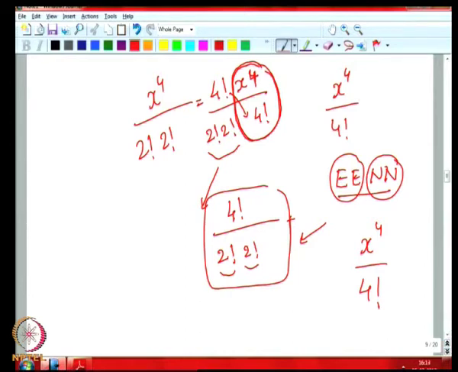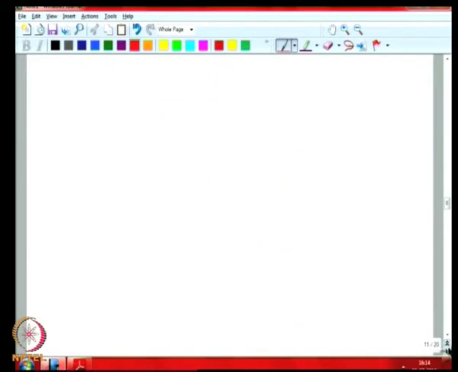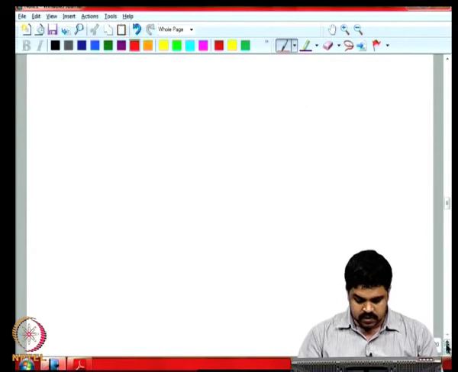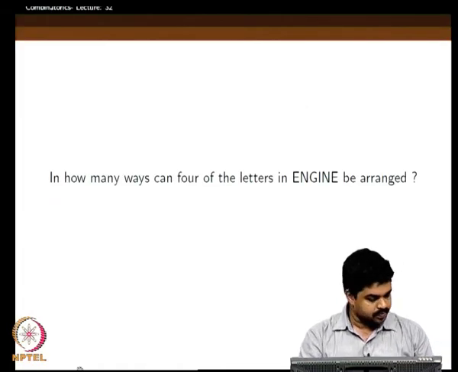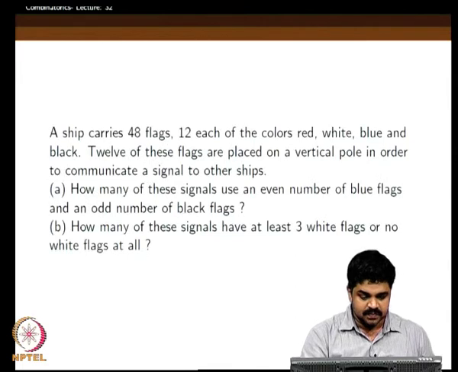So, you should note that the fact that we are looking for the coefficient of x raised to 4 by 4 factorial was very crucial here. That is how we got that 4 factorial in the numerator all the time. So, that is how we could ensure that we are actually getting that count of the permutations of those 4 letters we selected each time. Now, let us take a new example which will make things clearer.